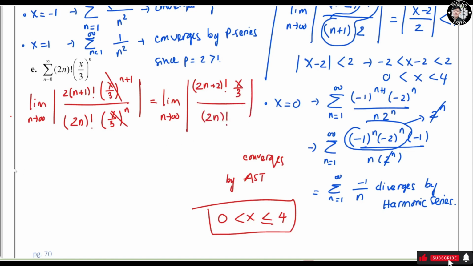So this turns out to be the limit when n approaches infinity: the top becomes (2n+2) times (2n+1), and then the (2n)! cancels out, times s over 3. Now when n approaches infinity, this approaches infinity. So the series only converges at the center. The center of this series is 0.